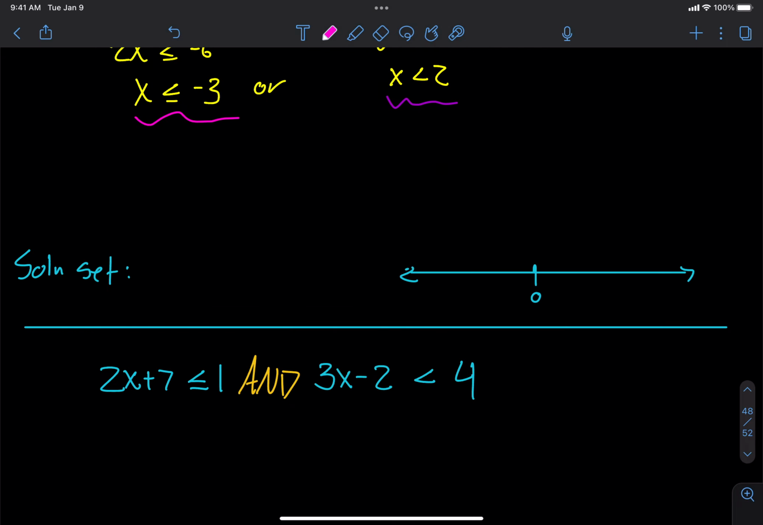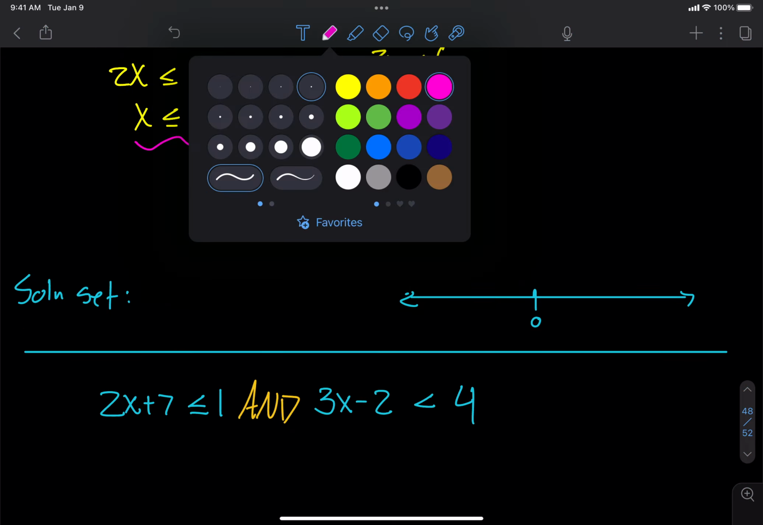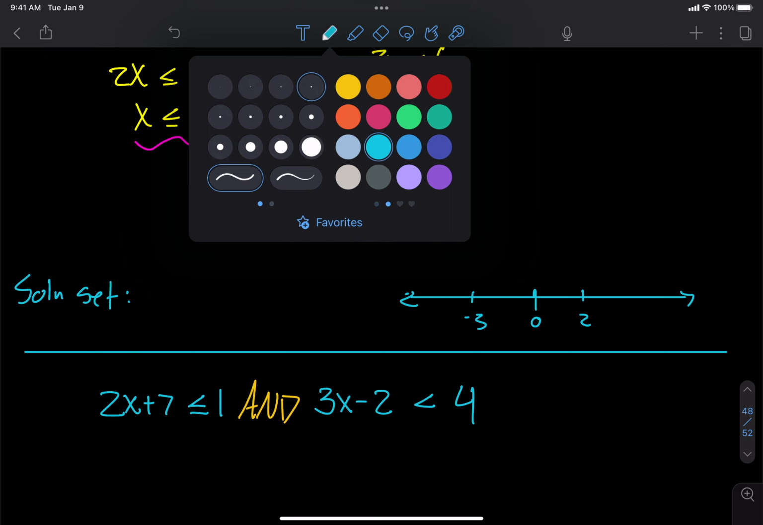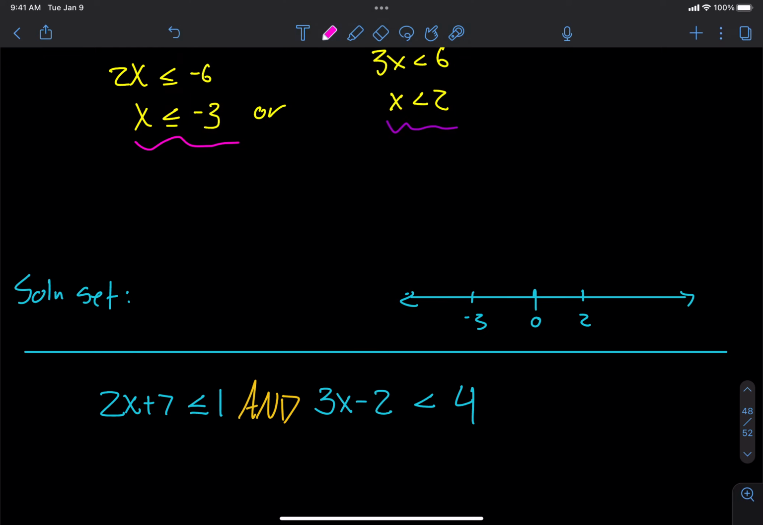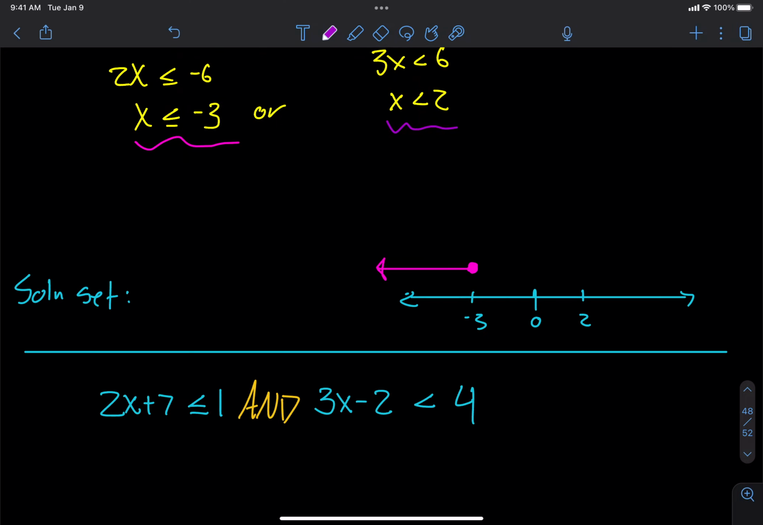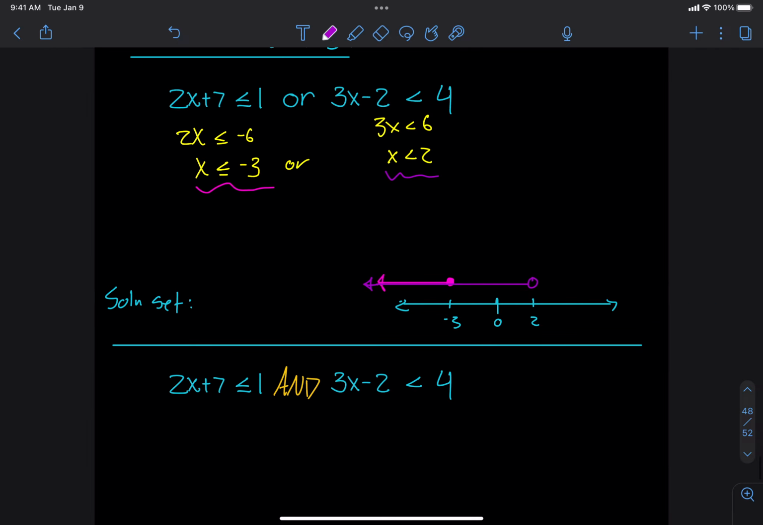That one's going to be less than or equal to -3. So let's first put -3 and 2 on our number line. The first inequality says x is less than or equal to -3. So we would put a dot here, and then it would go like so, right? And then for the purple one, what would we have? An open dot here, and it would go all the way to the left as well, right?